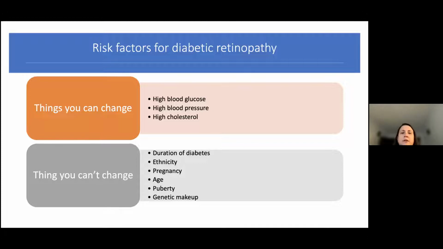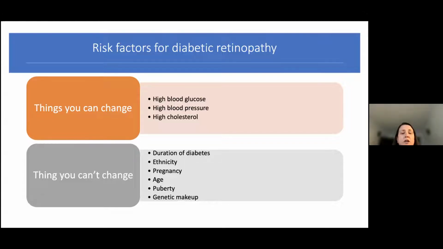So what are the risk factors for retinopathy? There are a lot of risk factors, but there are things that you can change, things you can do something about, and there are things that you can't. So if you've got high blood glucose, high blood pressure or high cholesterol, if you can lower these, then you do reduce your risk of developing retinopathy. It doesn't reduce to 0. There's still a chance that you could develop it, but it does reduce.